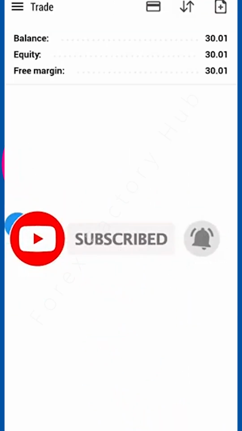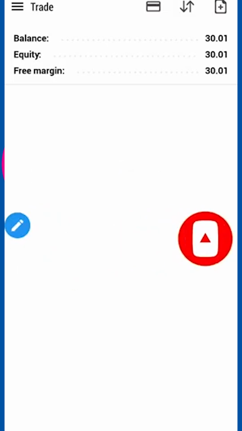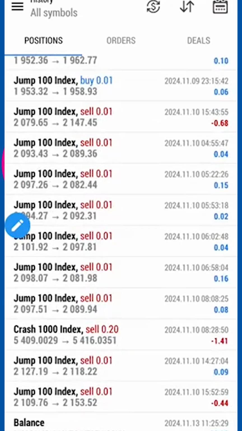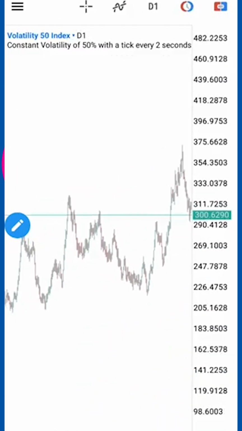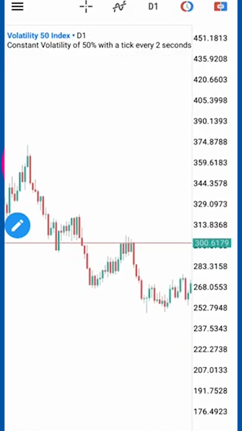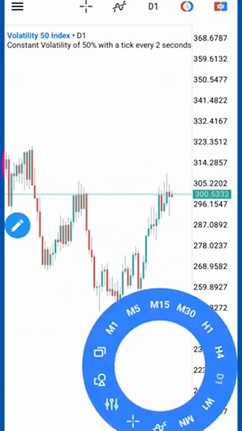Okay, so before we get going, I will have to first move on to the history and show you guys the 30 USD that was deposited. Now let's go over to our chart, and at the charts I'm not going to start higher up on the time frame. I'm going to start on the daily chart.